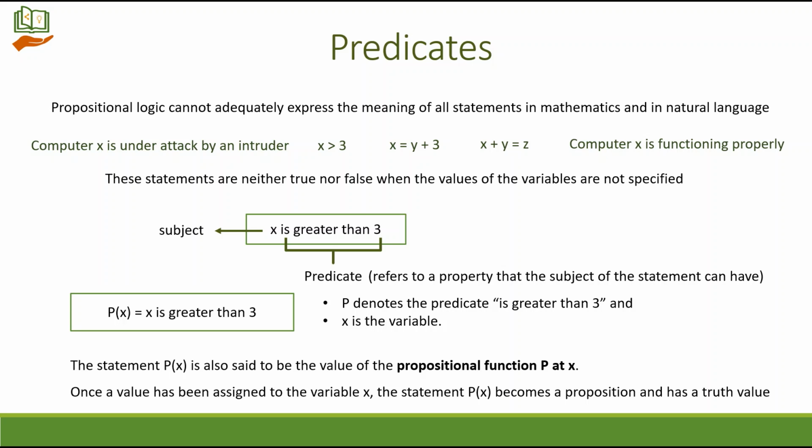Once a value has been assigned to the variable X, the statement P of X becomes a proposition and has a truth value. For example, if we say X is equal to 5, then 5 is greater than 3 is true. When we say X is equal to 2, 2 is greater than 3 is false. So once we assign some value to the variable X, P of X can be treated as a proposition and ultimately it will have a truth value.